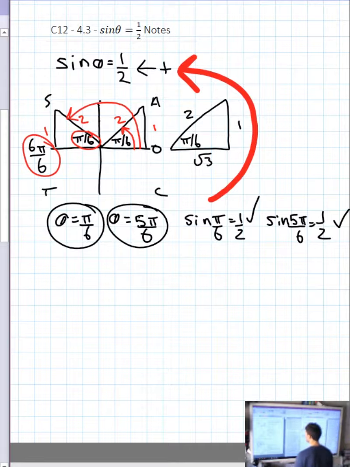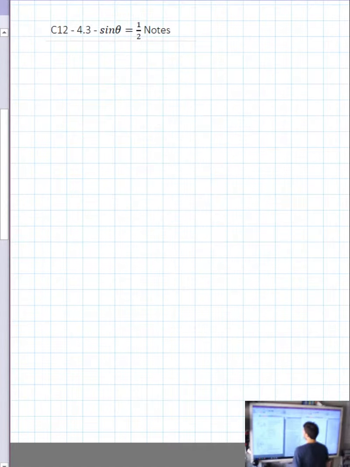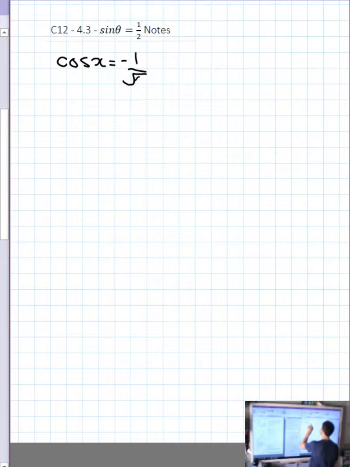So now we're going to take a look at another example, very similar, but we're going to answer it with a general solution. Okay, so still on the same page. We're at the bottom of the page now. We're going to do cos x equals -1 over root 2.